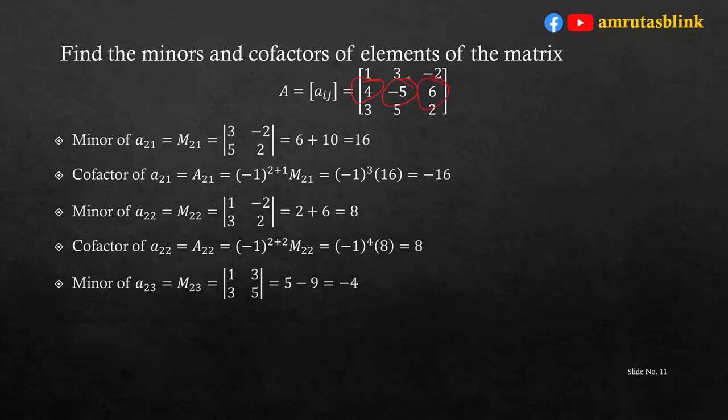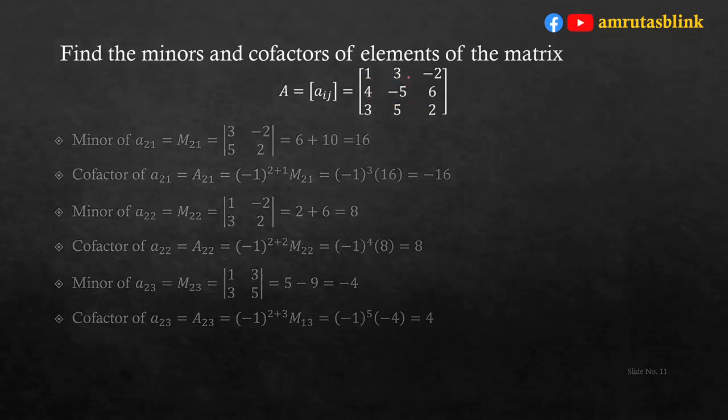And the minor of element A23, that is the minor of this 6, is equal to determinant 1, 3, 3 and 5, that is 1 into 5 is equal to 5, minus 3 into 3 is equal to minus 9, is equal to minus 4, and the cofactor of this is equal to minus 1 raised to 2 plus 3 into M23, is equal to minus 1 raised to 5 into minus 4, that is plus 4.